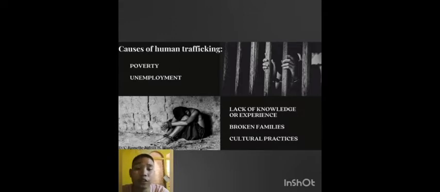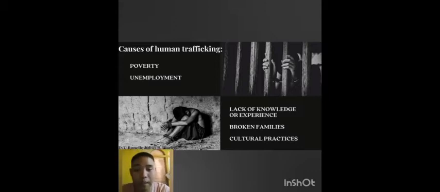So, lack of knowledge or experience. Inexperience may lead individuals down a path that ends in exploitation. A teenager who is approached by traffickers may accept an attractive job offer, saying it is a great opportunity at such a young age. An immigrant who arrives in a foreign country may not understand his or her rights, and may be unfamiliar with the motion of law. So number four, broken families.